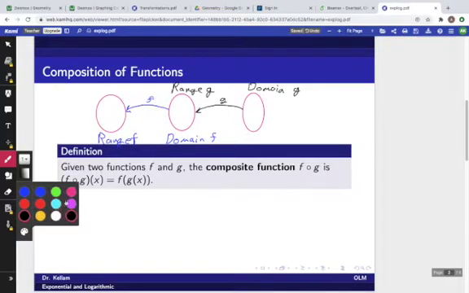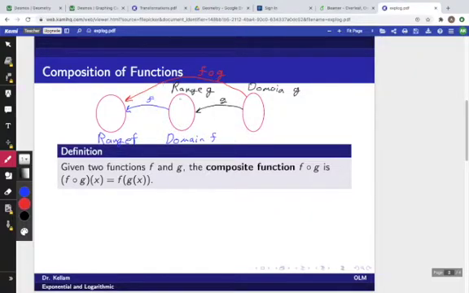Now, what f of g does is f of g takes information from the domain of g and sends it to the range of f. This would be f of g. So essentially what happens is we take everything that's in the domain of g and send it to its range, because that's what g does. Here, the information then gets sent to the range of f, because that's what f does. So f of g is the composite, or the combination of both of them.